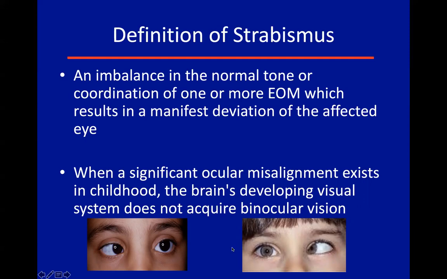When a significant ocular misalignment exists in childhood, the brain's developing visual system does not acquire binocular vision. Remember, we talked in the beginning. Binocular, both eyes have to be aligned, symmetrical, good vision. And here again, we're seeing another. Here's your corneal reflex, and here, unfortunately, it's way out towards the temporal side of the eye.